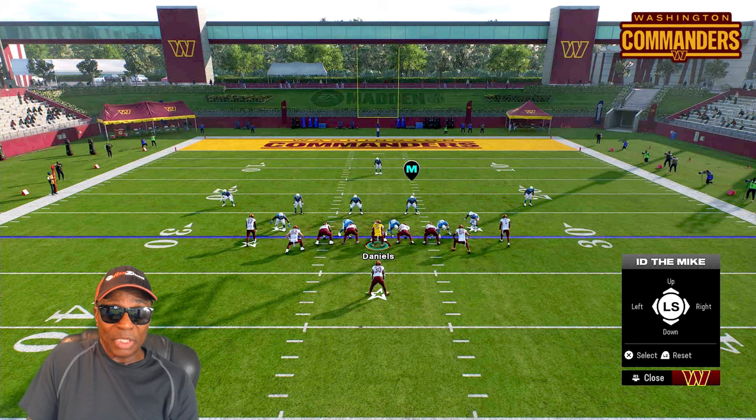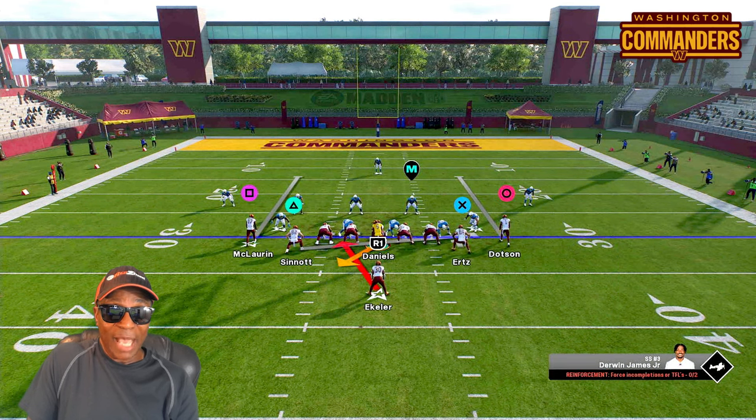Hold on a sec. Let me identify the mic. We're gonna run to the left side right here, okay? You see him? He's identified, right? Right there on the right. Okay?